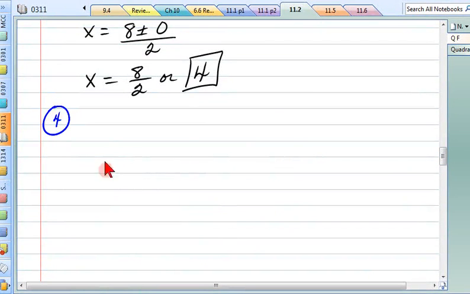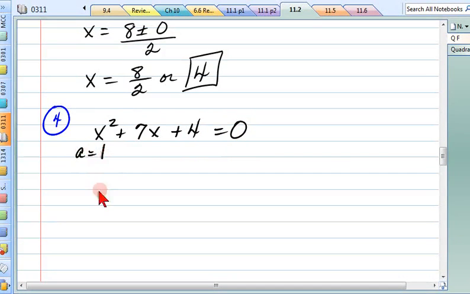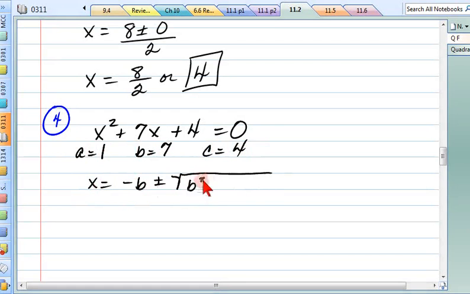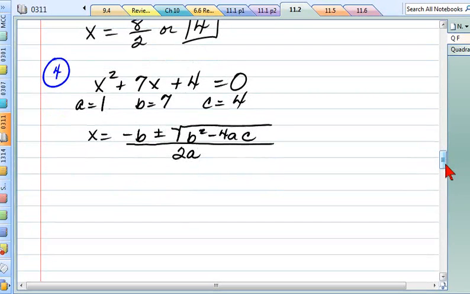All right, problem number 4, I'm asked to solve x squared plus 7x plus 4 equals 0. I'm in the right format. I notice that A is 1, B is 7, and C is 4. So x is equal to negative b plus or minus the square root of b squared minus 4ac all over 2a. Keep in mind that this formula is on your blue sheet, so you should be able to grab it anytime you need to use it.